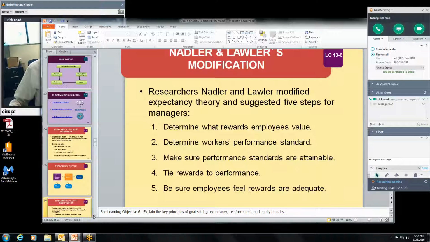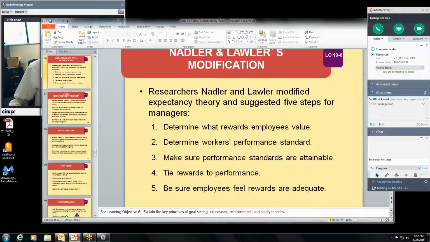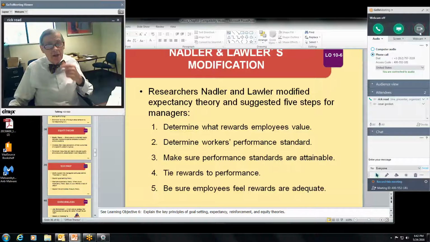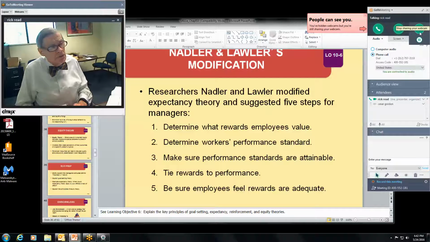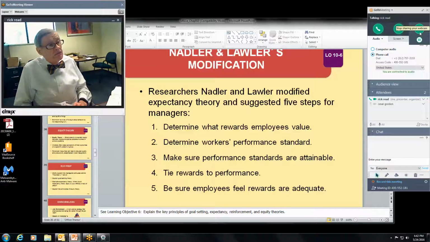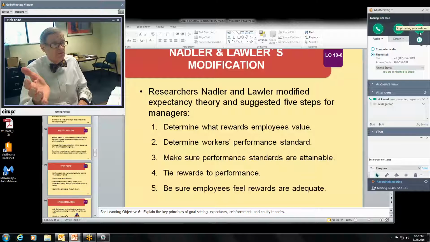Now, Nadler and Lawler had some modification on Vroom. I'm not going to go through this whole thing, but what you need to determine if you're trying to motivate somebody is find out if the rewards you're offering are valued. And if they're not valued, you have to change the reward system. Employees are not going to do something if they don't value the reward. Obviously, tie rewards to performance, and then make sure that they get what they expect.